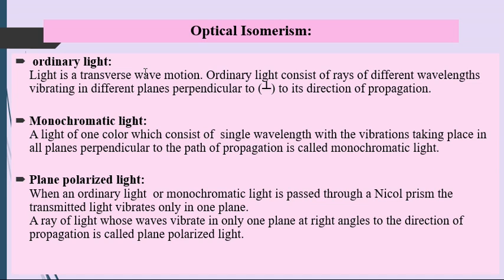Then next is the plane polarized light. When an ordinary light or monochromatic light is passed through a Nicol prism, its transmitted light vibrates only in one plane. Ordinary light vibrates in all possible directions, but plane polarized light vibrates in only one plane. A ray of light whose waves are vibrating in one plane at right angle to the direction of propagation is called the plane polarized light.